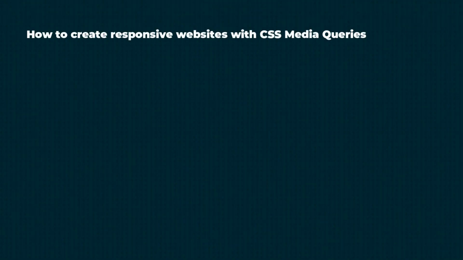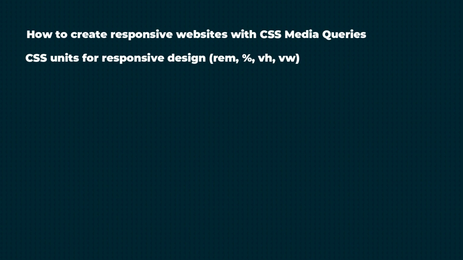By the end of this video you will know how to design a fully responsive website using CSS media queries. We are going to combine that with some CSS units that are very helpful when it comes to creating responsive design, like rems, percentages, viewport height, viewport width, and those. We're also going to learn how to use CSS transitions and CSS keyframes to create animations on your website.